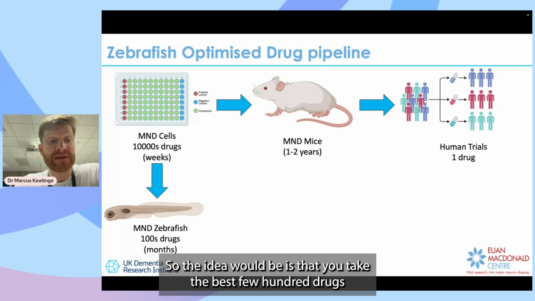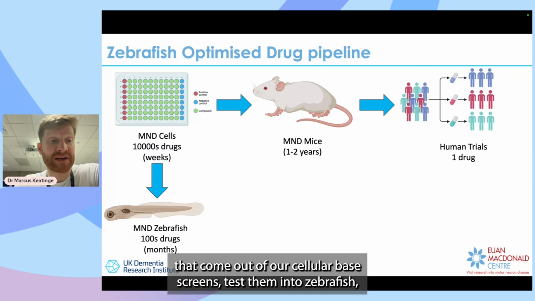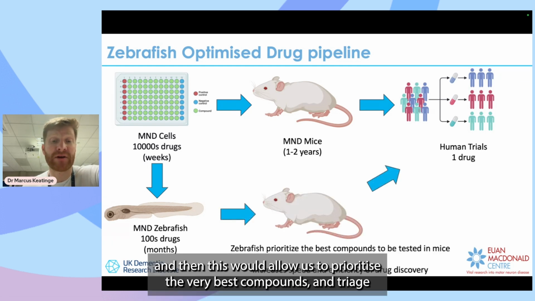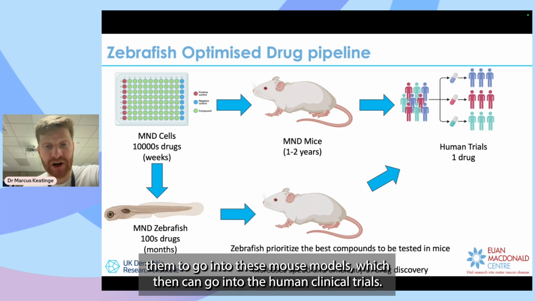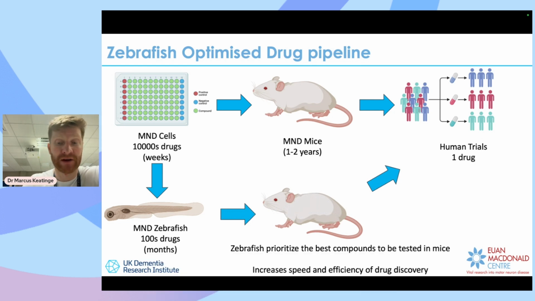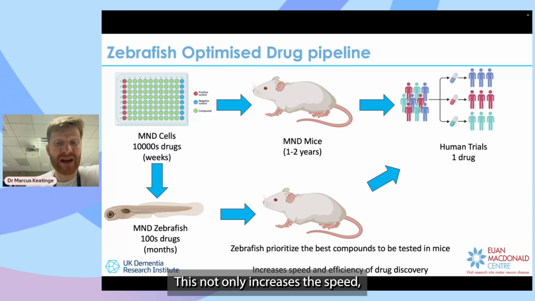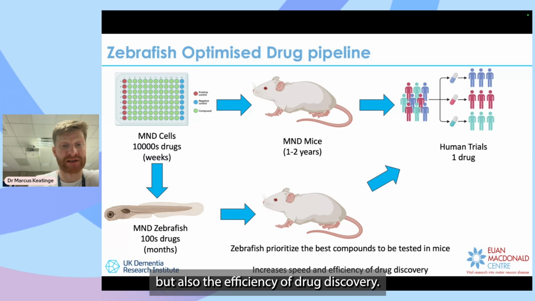So the idea would be that you take the best few hundred drugs that come out of our cellular-based screens, test them in zebrafish, and then this would allow us to prioritize the very best compounds and triage them to go into these mouse models, which then can go into human clinical trials. This not only increases the speed, but also the efficiency of drug discovery.